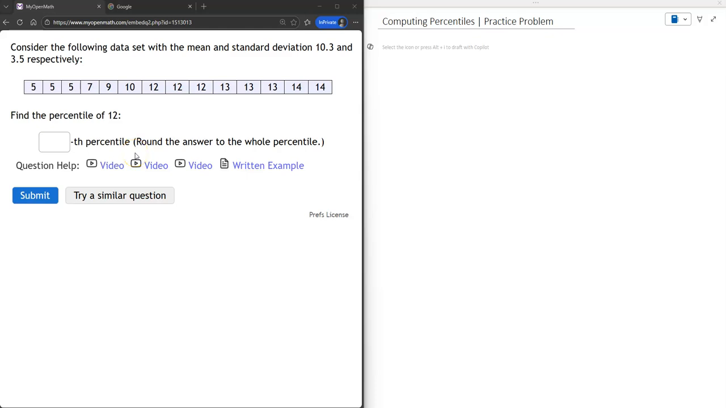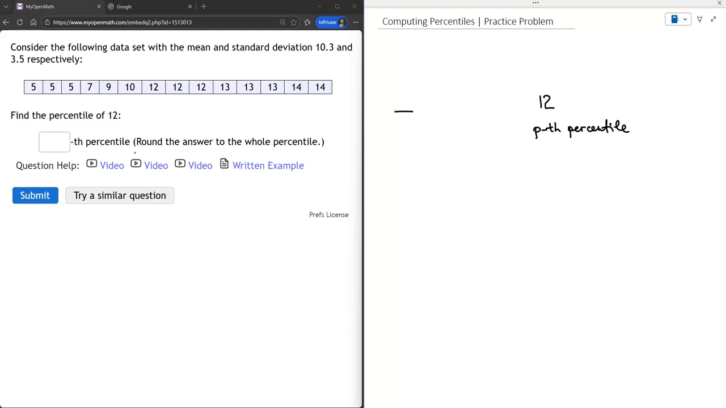In this tutorial, I'm going to show you how to compute percentiles by doing this example. We have some generic data set given to us, and we have to find the percentile of number 12. So the definition of percentile is it represents the value. So 12 will be some pth percentile.